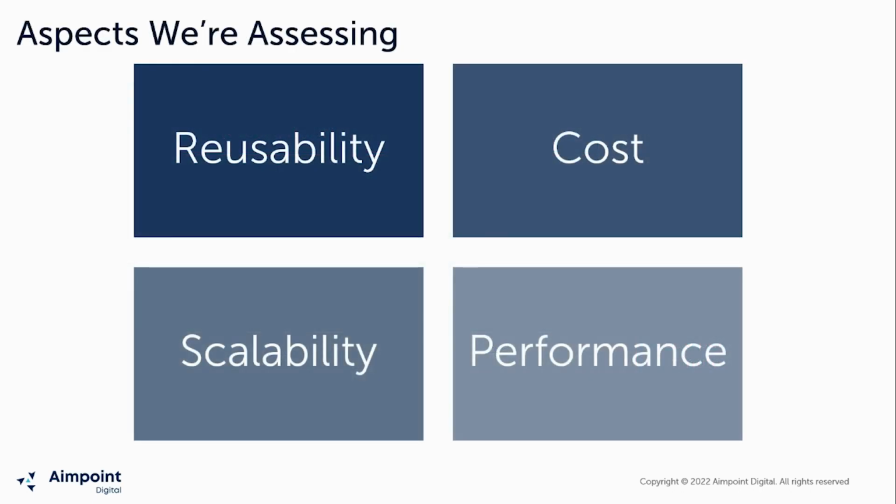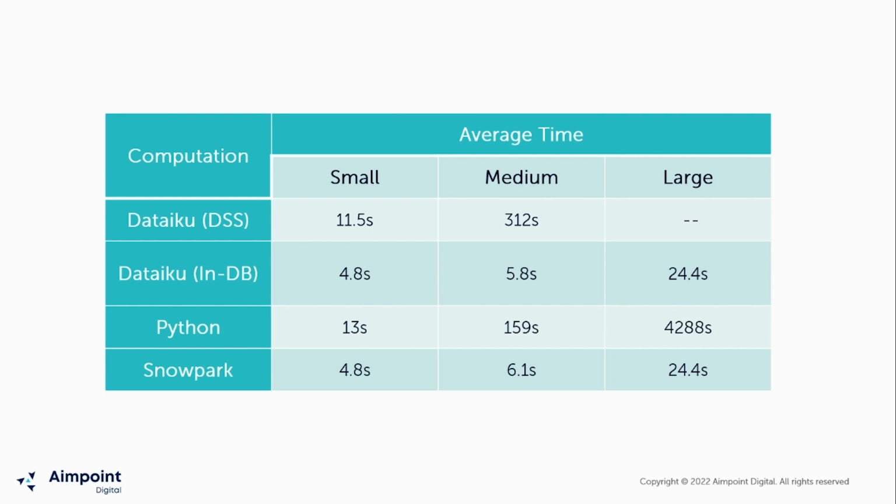We'll evaluate scalability and performance together. Scalability is how well a method can handle increasing data volumes and complex computations without compromising performance. Performance is the evaluation of how efficiently and quickly a computation method processes and analyzes data. We can see clearly that in-database and Snowpark, due to the Snowflake connection, are remarkably scalable when compared to Python and the DSS engine. Additionally, their performance does outweigh that of the DSS engine and Python considerably.